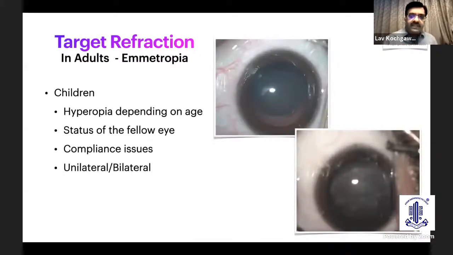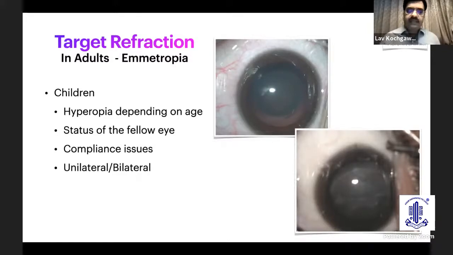Again, target refraction is different from what we do in adults. In adults, we boast most when we give the patient an emmetropic refractive error. But in children, we don't aim for emmetropia. Mostly it is hyperopia, depending on the age and the status of the fellow eye. And for the decision regarding the amount of hyperopia, compliance issues also come into play, because if we leave the child with a high hyperopia, and if they are not using spectacles after surgery, we may actually be inducing amblyopia. So a smaller hyperopia may sometimes be better.